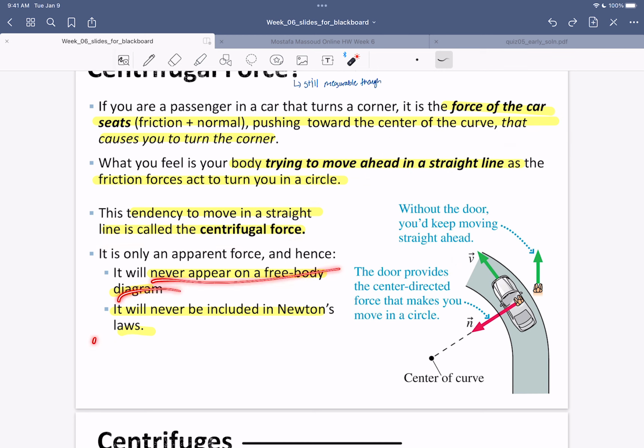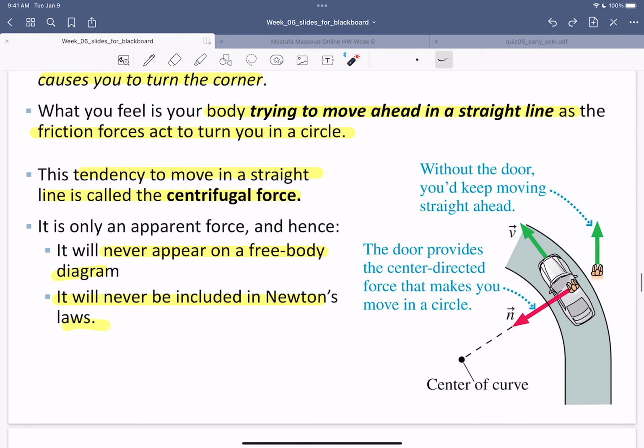This never appears on free body diagrams, and it'll never be included in Newton's laws. Literally, it's just a concept. Forget about it. It's not an actual force. It's just basically the tendency for an object to move in a straight line or continue along its intended motion or path. So if you're moving in a car and making a turn, you're kind of going this way, but without the door pushing up against you, you would actually normally go this way, essentially. And so the door gives you a center-directed force, helping you move in a circle. Otherwise, you're just going to go flying north, right?